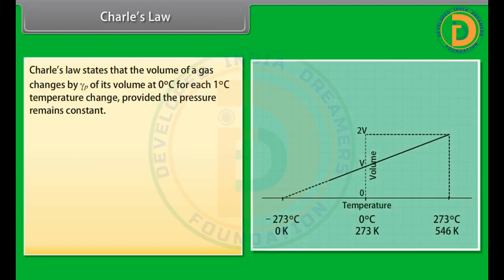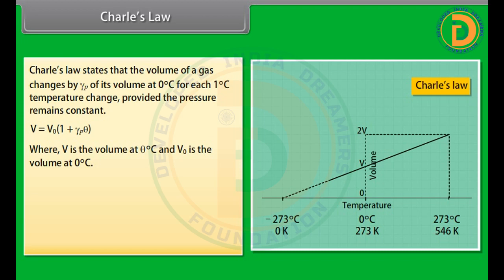Charles' law. Charles' law states that the volume of a gas changes by gamma P of its volume at 0 degree centigrade for each 1 degree centigrade temperature change, provided the pressure remains constant. V is equal to V naught multiplied by (1 plus gamma P theta), where V is the volume at theta degrees Celsius and V naught is the volume at 0 degrees centigrade. The above relation can be written as V is equal to V naught multiplied by (1 plus theta upon 273).